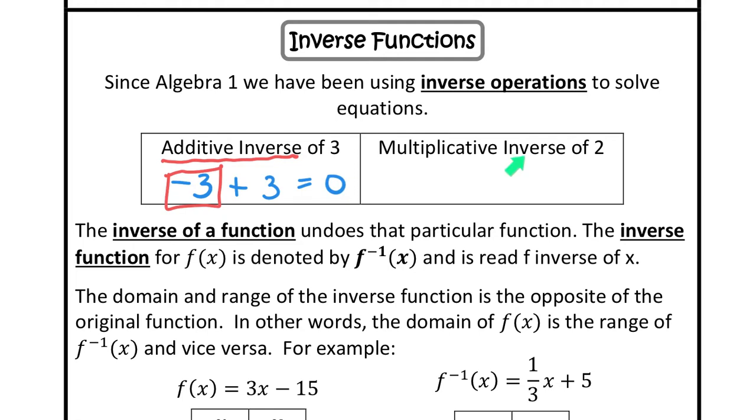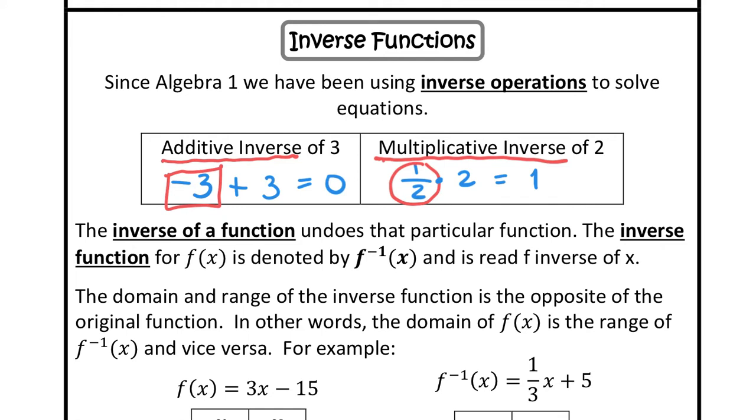The other inverse that you may have seen in Algebra 1 is the multiplicative inverse of 2. It means, what's the opposite of multiplication? Division. So if I multiply 1/2 times 2, that equals 1. And so the multiplicative inverse of 2 is 1/2.